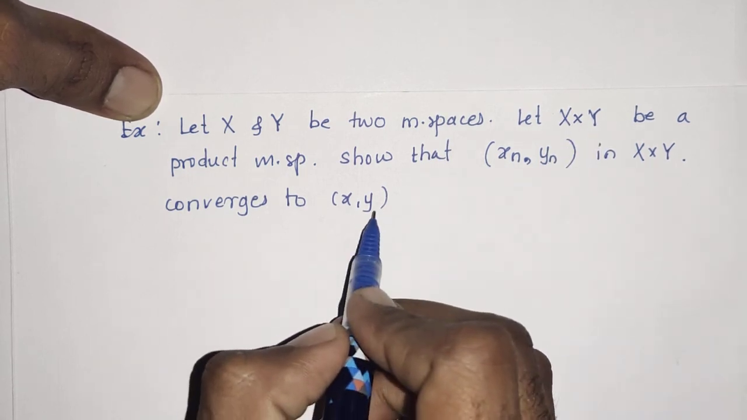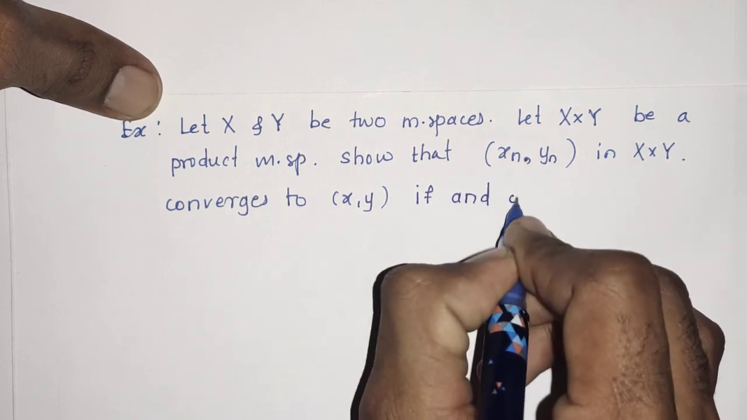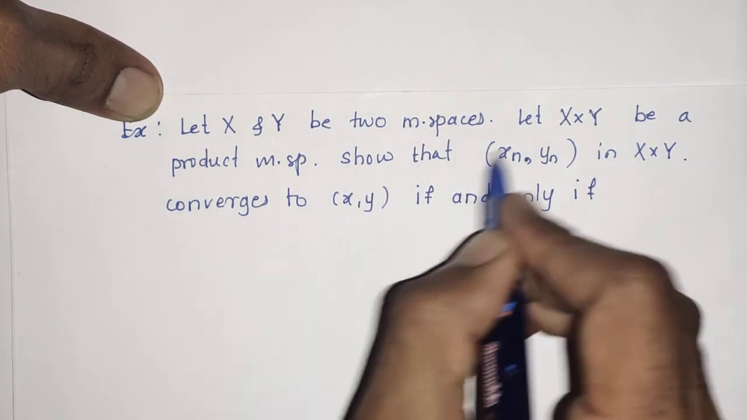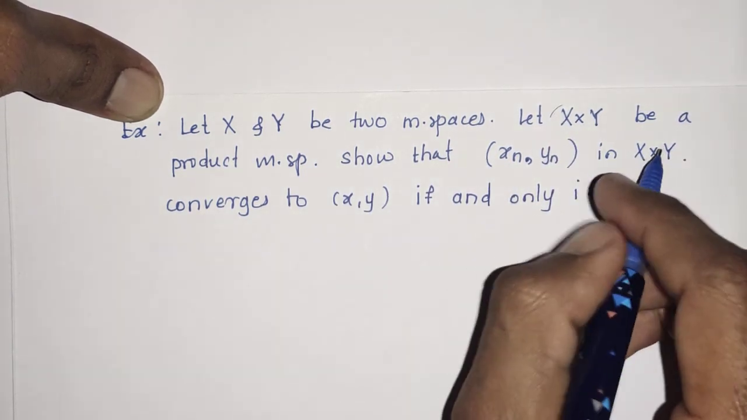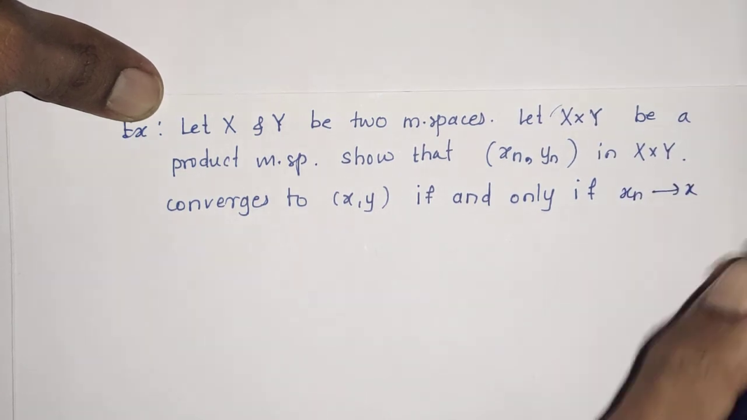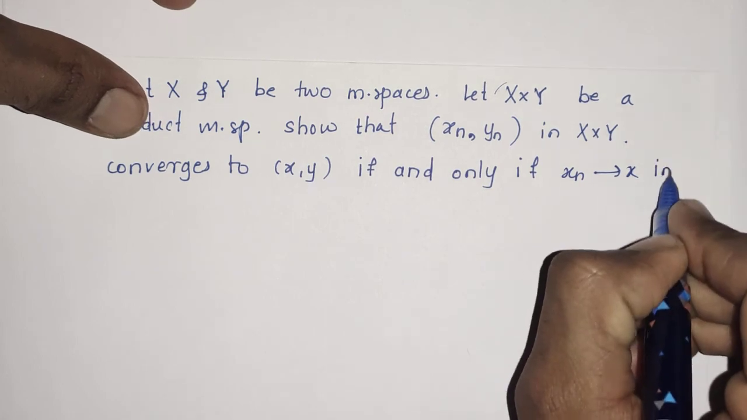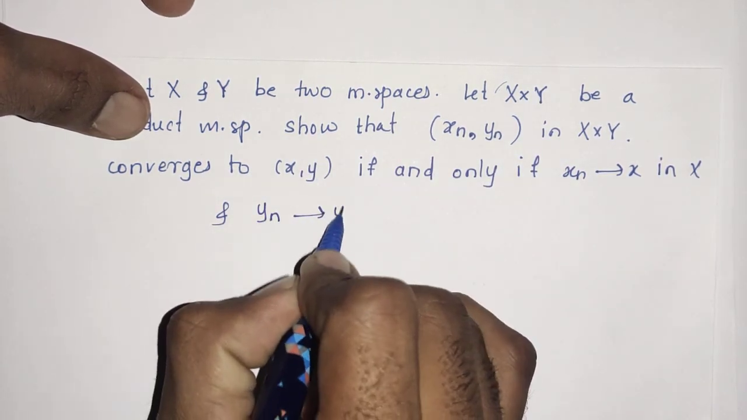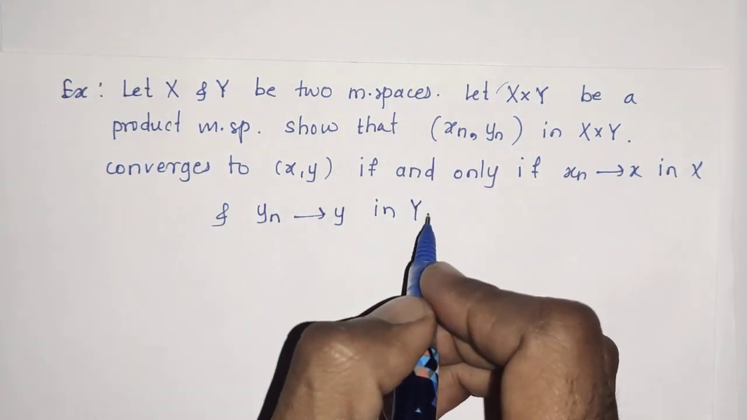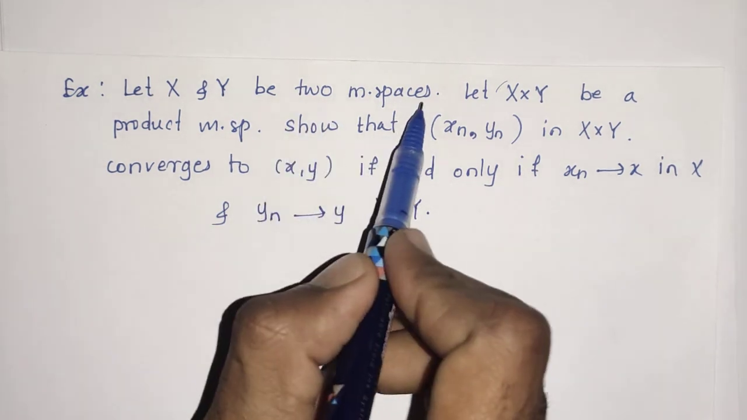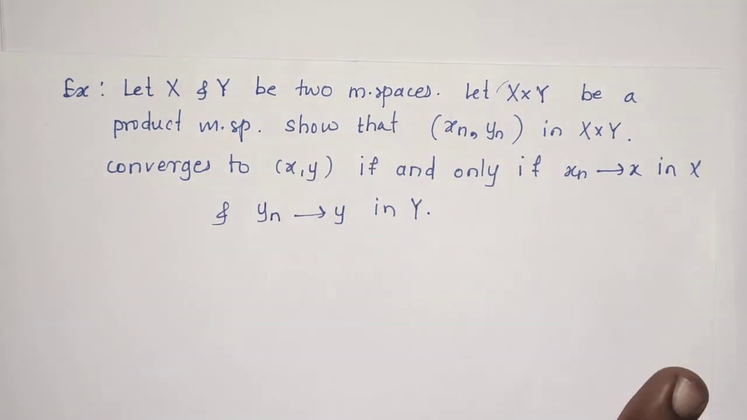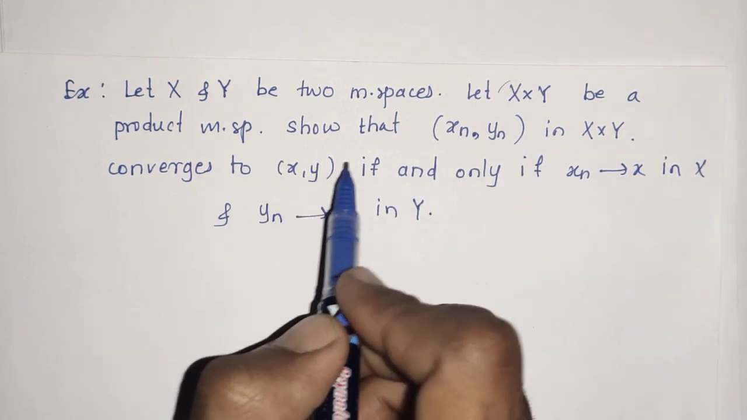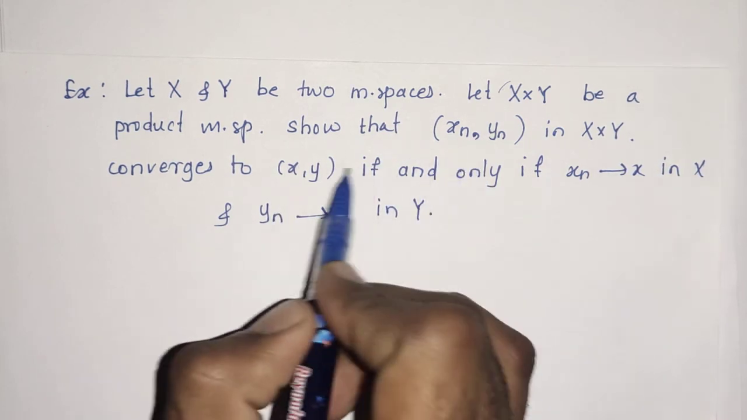So (xn, yn) converges to (x, y) if and only if the sequence xn converges to x in X, and yn converges to y in Y. This is the example. Here we are given that X and Y are any two metric spaces and X cross Y is a product metric space, and we have to show that a sequence (xn, yn) in the product metric space converges to a point (x, y) in X cross Y if and only if xn converges to x in X and yn converges to y in Y.